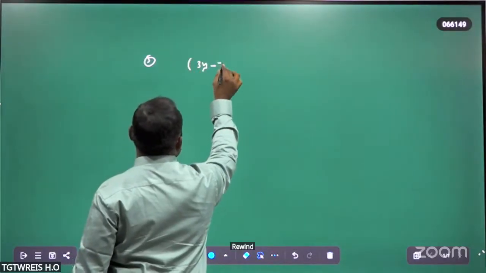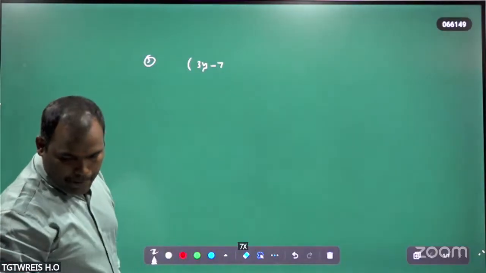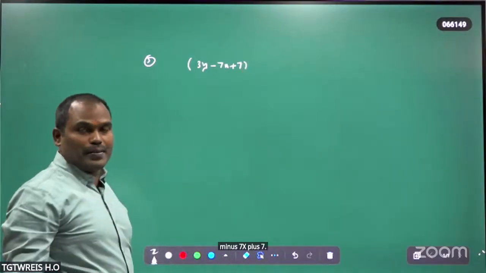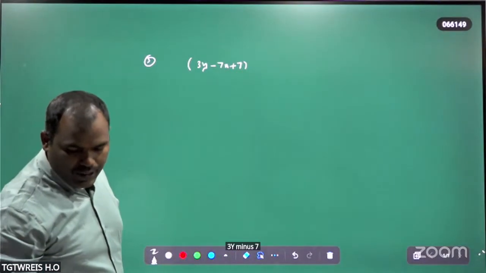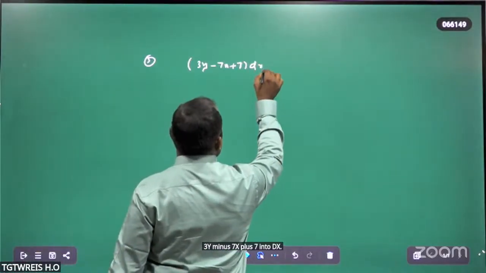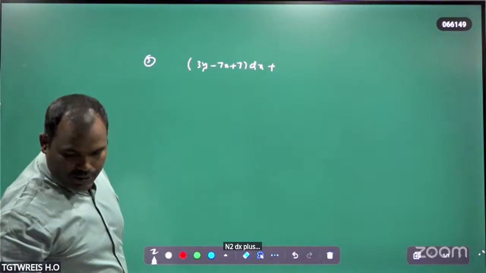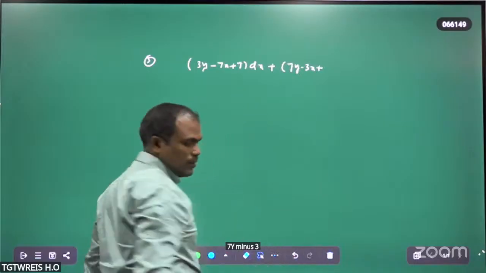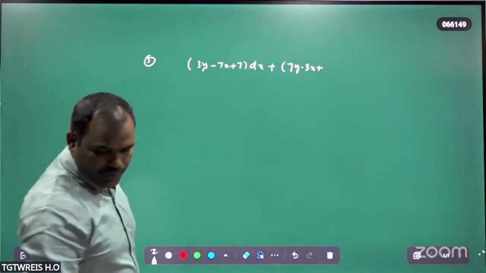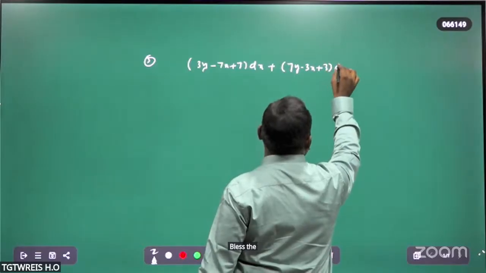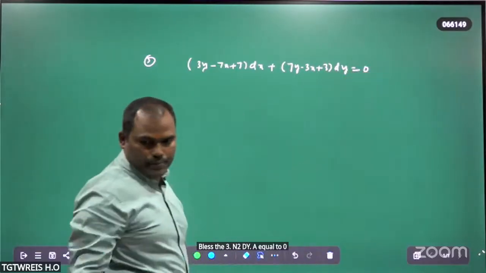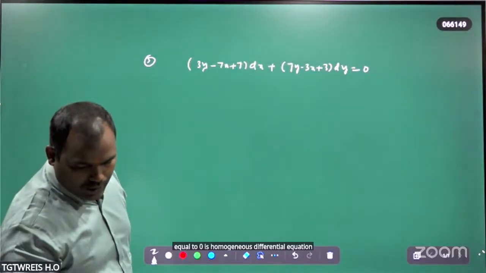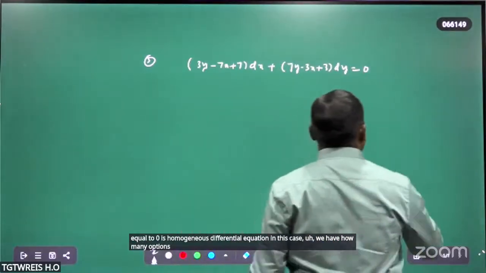(3y minus 7x plus 7) into dx plus (7y minus 3x plus 3) into dy equal to 0 is given. This is a homogeneous differential equation after substitution. In this case, how many options are there? We'll see. 4 options are there.